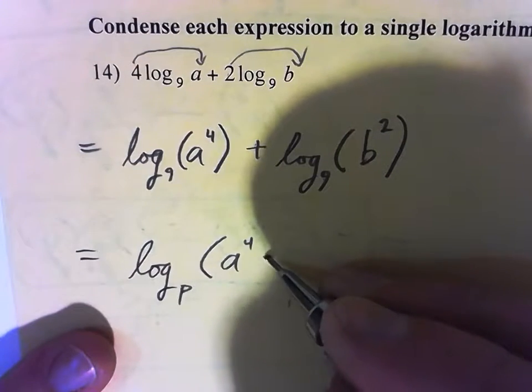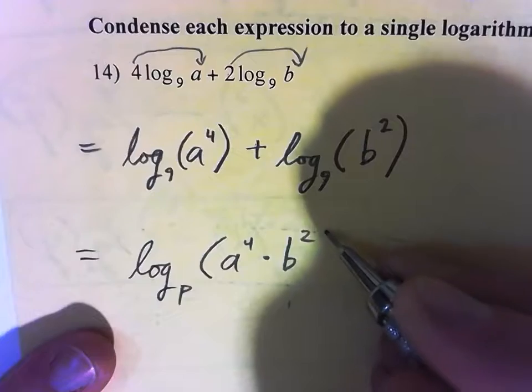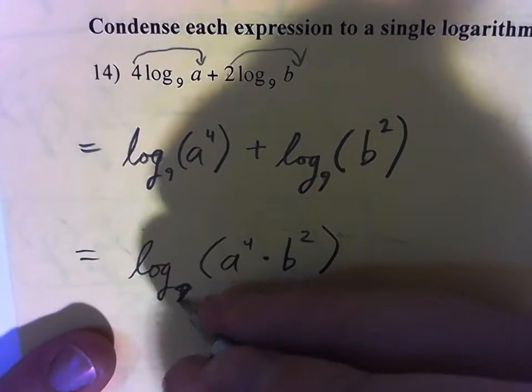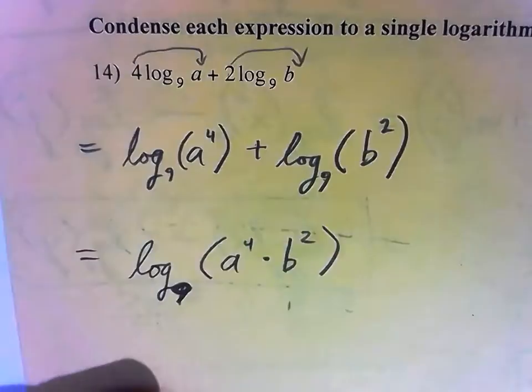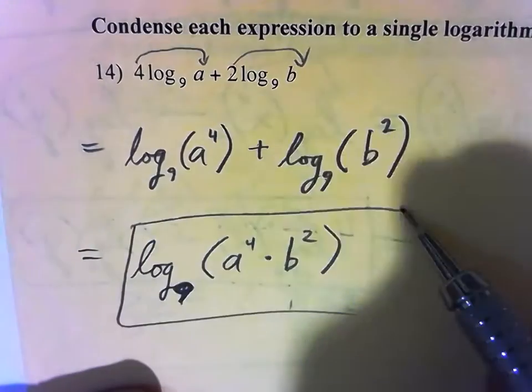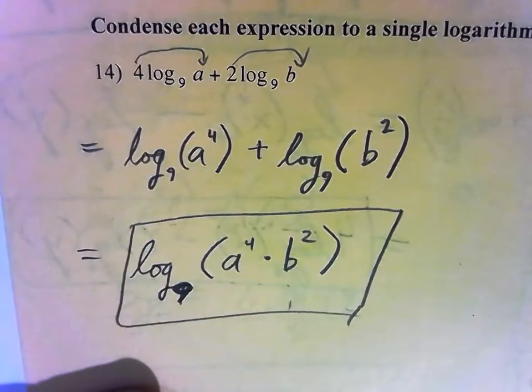So a to the 4th times b squared. Oh, that's just supposed to be a 9 right there. Okay, that is it. It's all inside one big log.